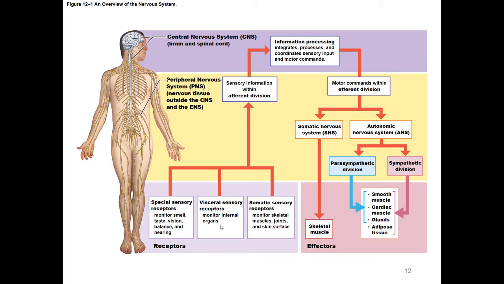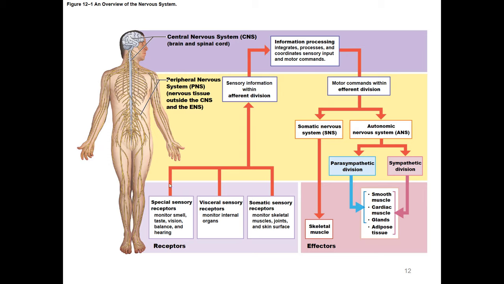We also have visceral sensory receptors. These are receptors in our internal organs. So if you have a stomach ache, the receptors in the stomach wall can actually let you know that your stomach is not feeling well. And then somatic sensory receptors are going to monitor skeletal muscles, joints, and your skin.